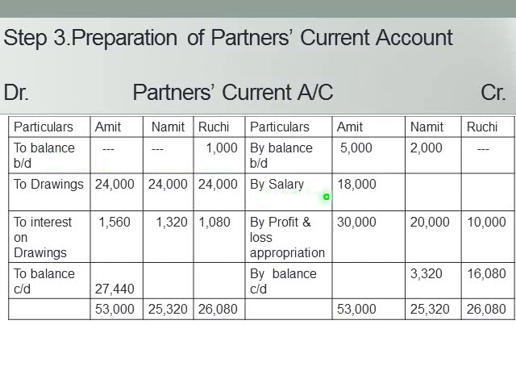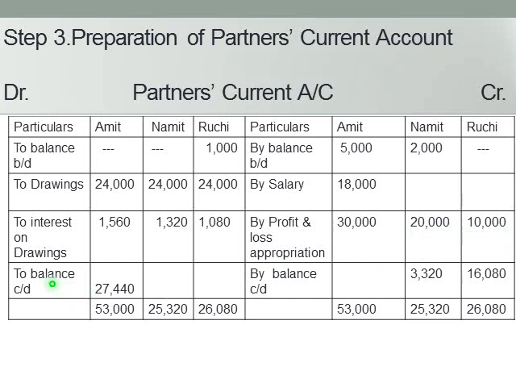Then salary is paid to Amit. It was 1500 into 12, 18,000. Their drawings will reduce their balance, so it will be written on the debit side. 2,000 into 12, 24,000, 2,000 into 12, but here it will be 6,000 into 4. This is interest on drawing, 1560, 1320 and 1080. And this is the amount of divisible profit, 30,000, 20,000 and 10,000.